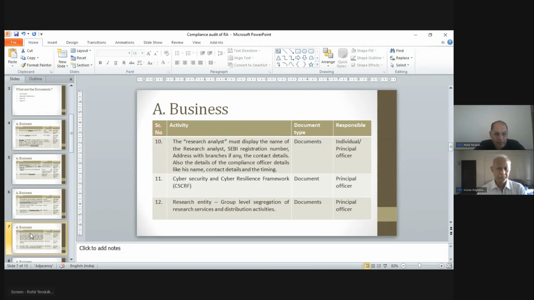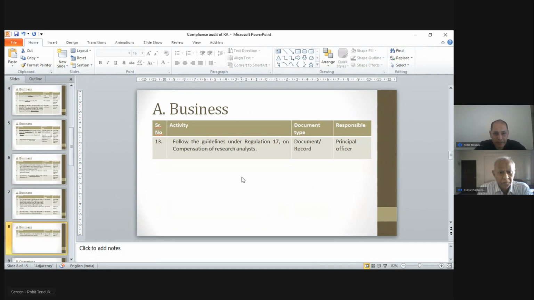Okay. Point number 12, research entity. Group level segregation of research services and distribution services. So far as non-individuals are concerned, it is very important that a group level segregation of research services and distribution activities is done. So a documentation must be done with respect to the segregation. And the responsibility for this documentation is cast on the principal officer.